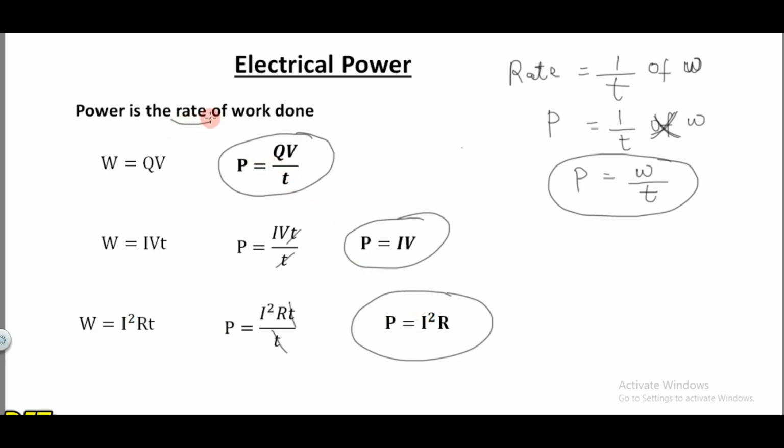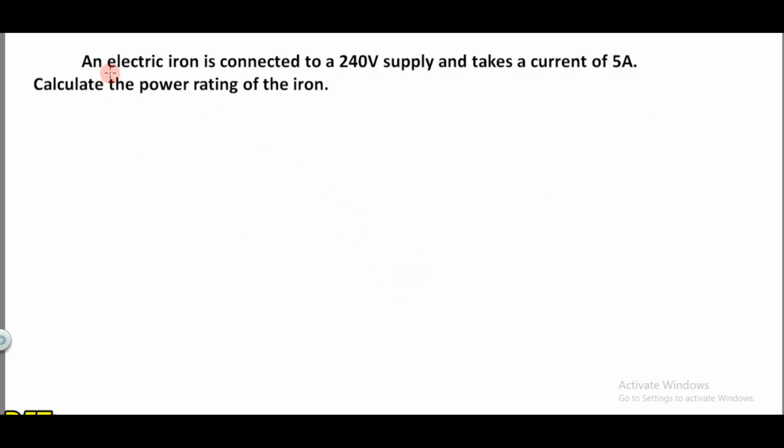So power is the rate of work done. The formula is power is equal to QV over T. Power is equal to IV, or electrical power is equal to I squared R. So these are the three formulas that you can use depending on the parameter that is given to you. So let's look at this question.